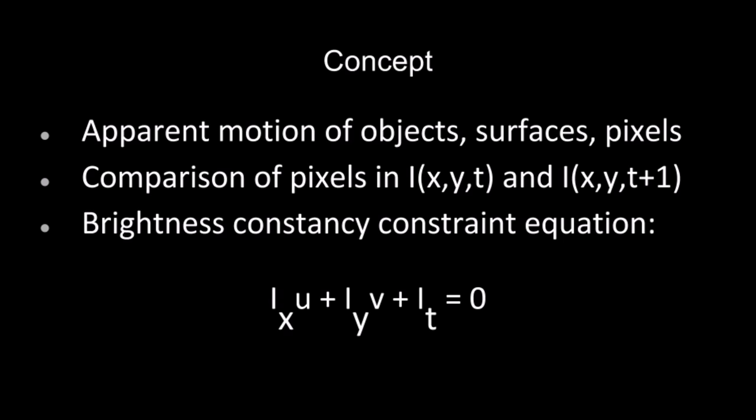The equation is written as a change of image intensity in x direction times u, plus change of intensity in y direction times v, plus change of intensity over time. This should be equal to 0. U and V are respectively the optical flow in x and y direction.